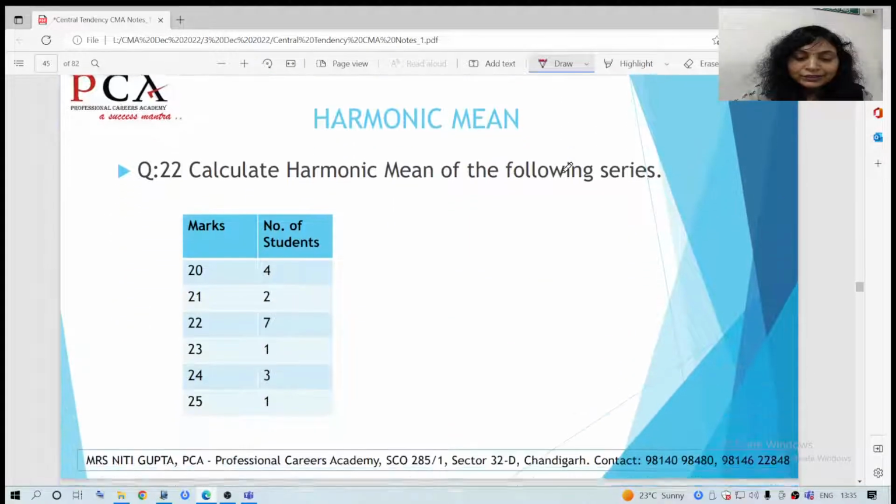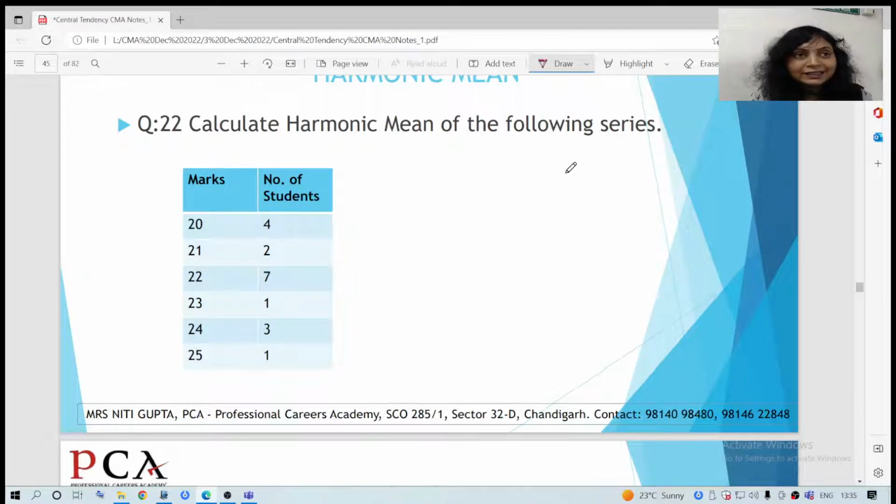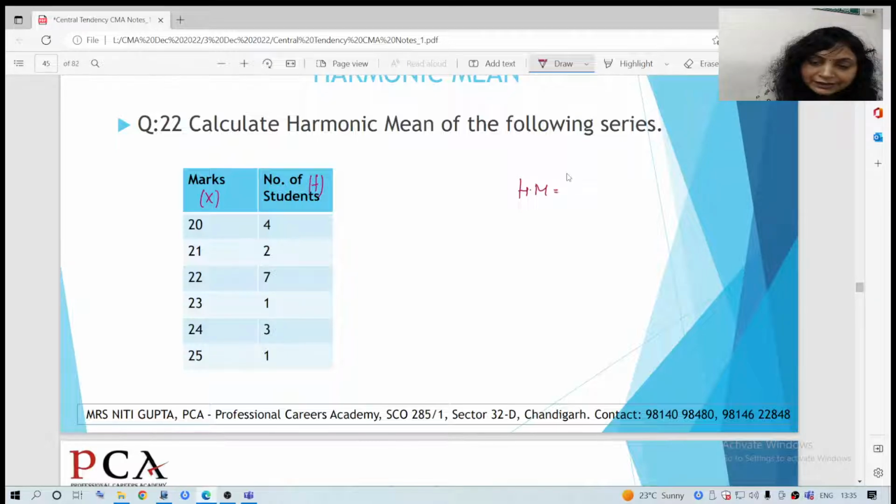Now let's move to the next question. As we see, this is a discrete series in which marks is x and number of students is frequency. We have to calculate the harmonic mean. The formula for harmonic mean in a discrete series is summation f upon summation f upon x. So first we have to find f upon x. This is 4 by 20, 2 by 21, 7 by 22, 1 by 23, 3 by 24 and 1 by 25.